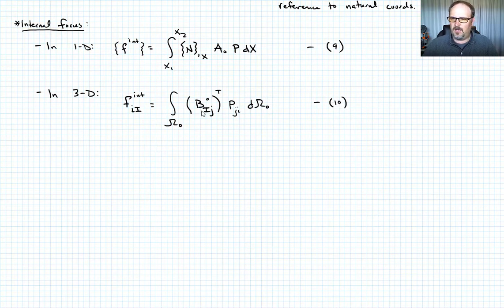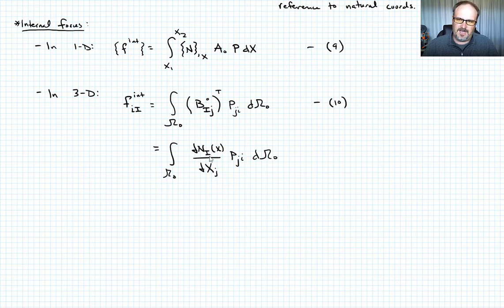And if I want to write out what B is, it looks just like what we had up above. This is the integral over omega naught of B_Ij, which is going to be the partial of N capital I, which is a function of x, with respect to x little j, P_ji d omega naught. But remember that there's going to have to be a transformation, because while this looks convenient, we don't actually define our interpolation functions in terms of capital X. We define them in terms of natural coordinates xi, eta, and zeta. So let's collectively call these equations 10.